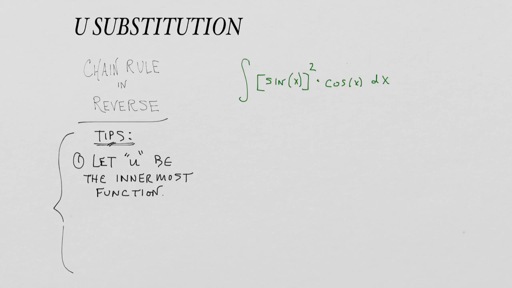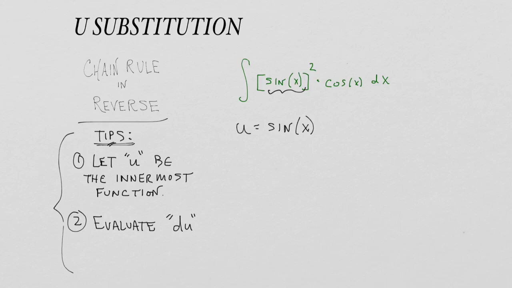Tip number one is to let U be the innermost function. So I'm going to look at this function and I'm going to say, what is the function that is at the inside of some other function? And the answer is sine of x. This is inside the x squared function. So I'm going to come over here and just say that U is going to be sine of x. And again, what I'm trying to do is swap out something that is slightly complex for something that is simpler.